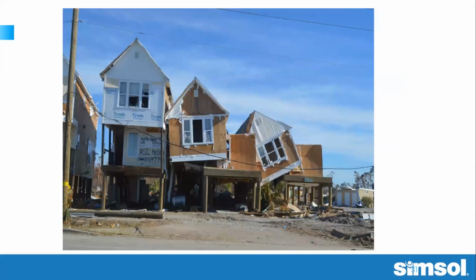Now take a look at this one. These are elevated houses pushed over. The one on the right definitely had an issue and fell into the one on the left, which fell into the one on the very left. What do you think here? We've got a lot of siding missing.